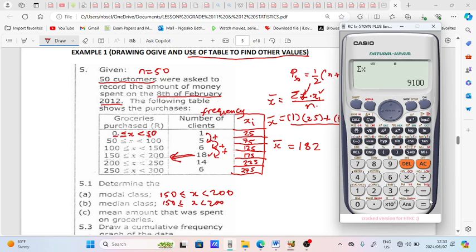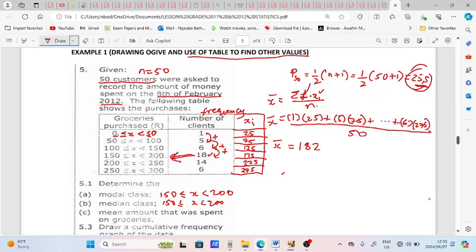Normally what they want to see is this sum. Even if you don't show the calculator steps, you want the sum. We say the sum of that, 9100, divided by 50. You get your full marks. So that's how to get it. But you must be careful when entering the numbers, otherwise you're going to miss it. So that is when we have the grouped data.